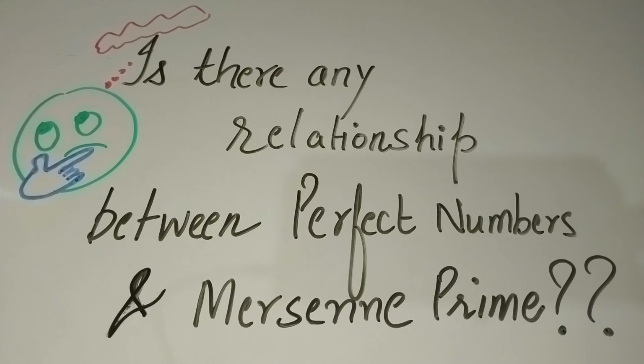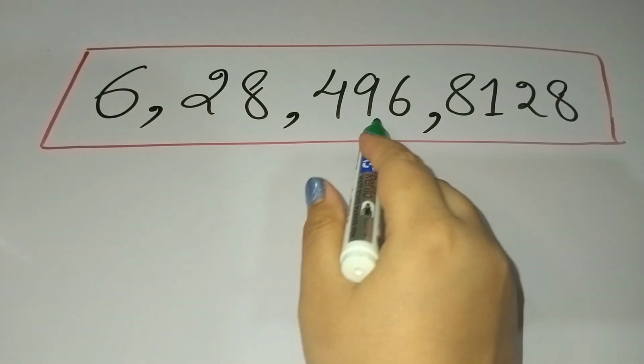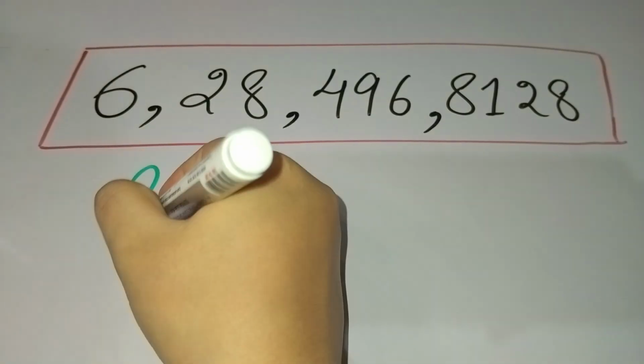Today we are going to discover one of the most beautiful relationships in mathematics, a relationship discovered more than 2300 years ago. So I've written these numbers 6, 28, 496 and 8128. Can you tell me what these numbers have in common? Actually, they are called the perfect numbers.